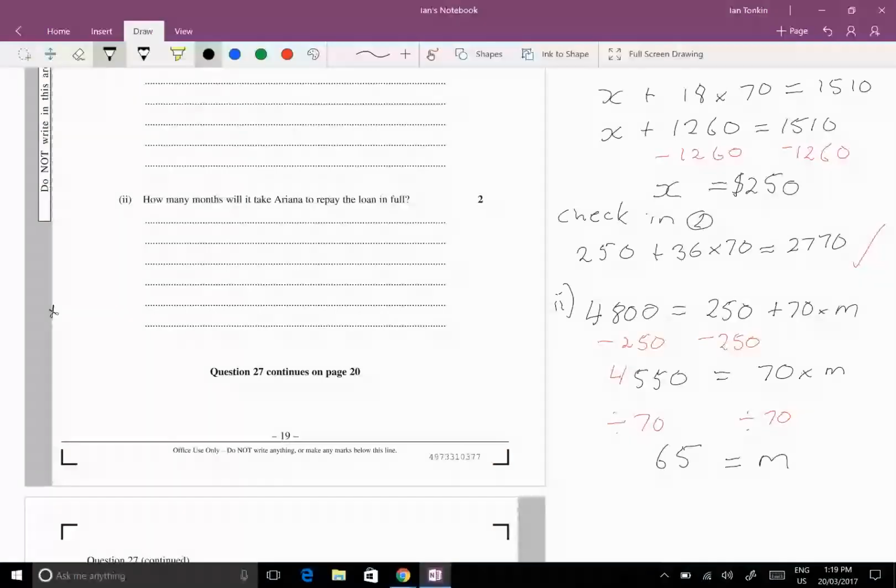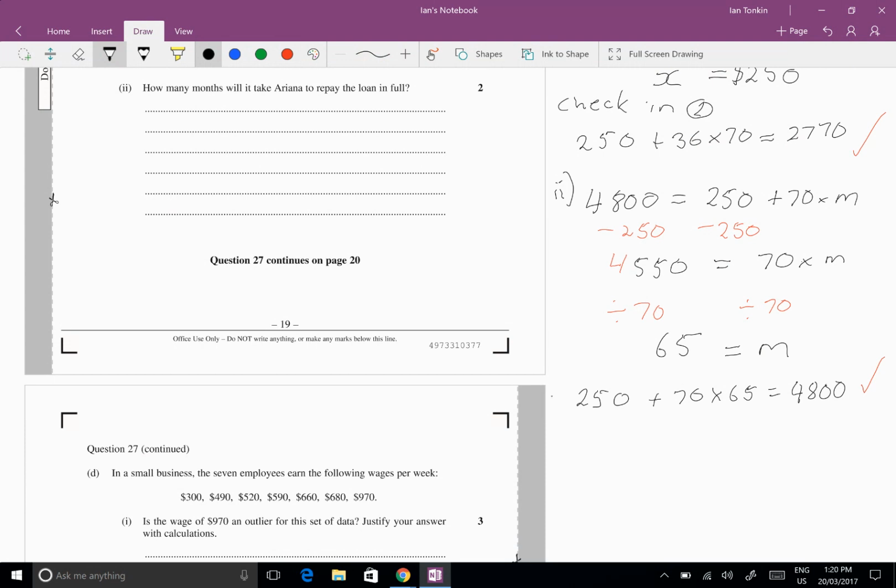And I'm pretty happy with that, but I'll just double check. So if I pay 250 plus 70 times 65, do I get 4,800? So 250 plus 70 times 65, and I do get 4,800. So I'm right. I should write my answer here though. So 65 months to repay the loan.